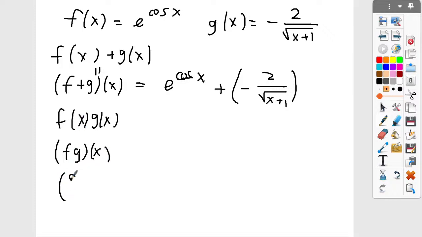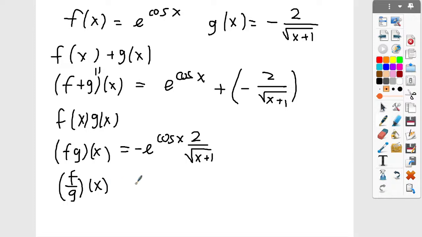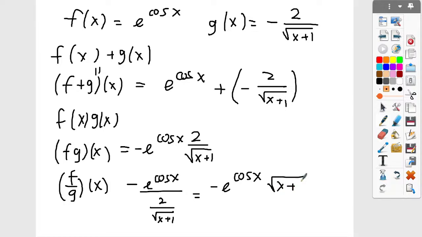Basically, if it's being multiplied, then it's a multiplication. Similarly, f over g of x is division. This is equal to e to the cosine x, negative times negative, but I'm going to put the negative in front just so that it's less crowded, times 2 over square root of x plus 1. And then this is equal to negative e to the cosine x over 2 times the square root of x plus 1, which is also negative e to the cosine x times the square root of x plus 1 over 2.